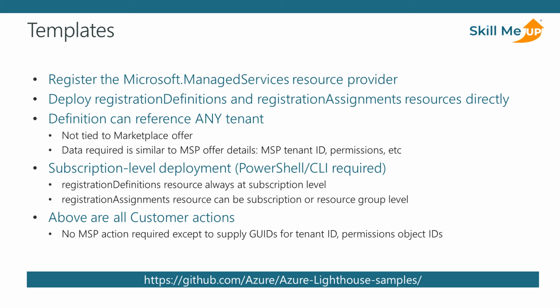The registration assignment is then made at each of the scopes that you wish to assign. It simply references the definition, and you make multiple assignments, one for each scope that you're delegating, maybe for each subscription or for each of the resource groups. Because it's a subscription level deployment, even if you're doing the assignment at resource group level, don't forget the definition is still a subscription level resource.